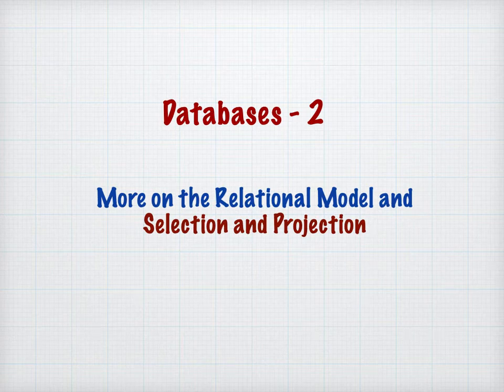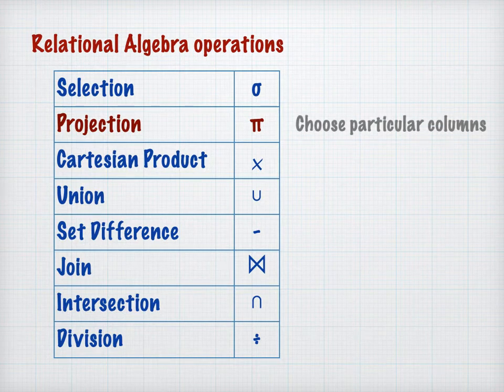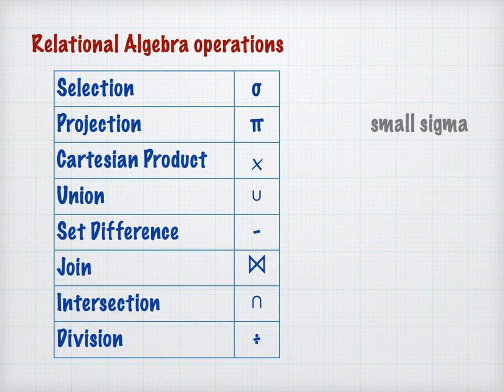So let's look at selection and projection together. We know that projection enables us to choose particular columns from the relation, from the table. And we know that selection enables us to choose particular rows. But what's particularly nice about SQL is that it enables us to combine both of those in a single expression in a very simple way.